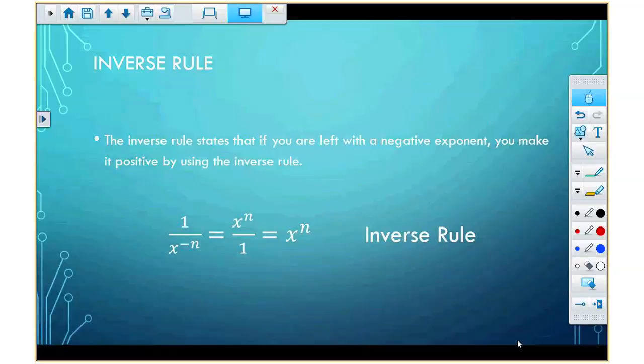There's one thing in mathematics that we don't like, and that is a negative what? Exponent. Now, scientific notation, you can have a negative exponent. That's not what I'm talking about. I'm talking about in just algebra and math. Don't want a negative exponent. It's ugly. So you need to fix it. And the way that you fix it is with the inverse rule.